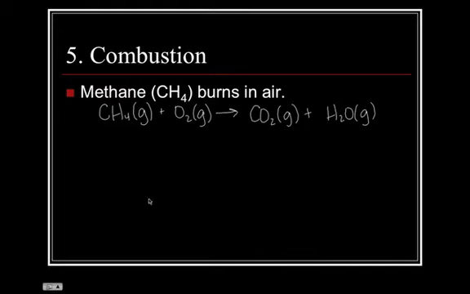So balancing this guy, I'm going to start with my carbon. Got one carbon here, I got one carbon there. For my hydrogens, I have 4 hydrogens here. I have 2 hydrogens on the product side, so I'm going to stick a 2 right there for a total of 4, so that it matches out. And then here I have 2 oxygens. On the product side, I have 2 oxygens here. I have another 2 oxygens here for a grand total of 4, so I'm going to stick a 2 right there, and then we are balanced.